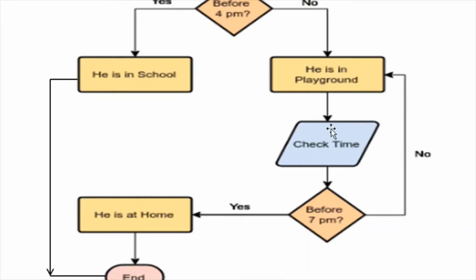Then after that we'll check time again. If it is before 7 p.m., no, he is still in the playground or play area, right? So it means that the kid plays from 4 to 7. If it is before 4 p.m., no, then it means that the kid is in the playground. And if it is before 7 p.m., yes, it means the kid is at home, and finally end. So it is basically telling you that we can make a flowchart for the routine of a kid by checking out time. So it's not that we always input symbols and so on. Time can also act as an input.